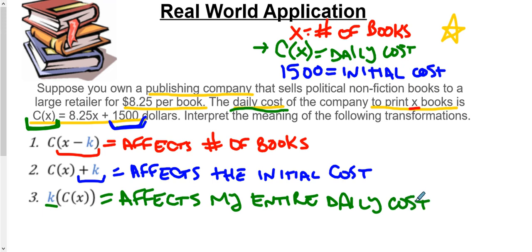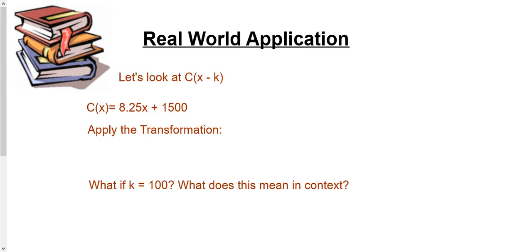Okay. So we can see if it's in the parentheses, it's only affecting x, only affecting the number of books. If there's anything else being added to the end, that's what it's going to affect. So we've got that initial cost, it's going to affect that initial cost. And if it's in the beginning multiplied by the entire thing, that means it affects the entire thing, okay? So let's take a look at some specific examples, and will help you break down your homework problems, okay?